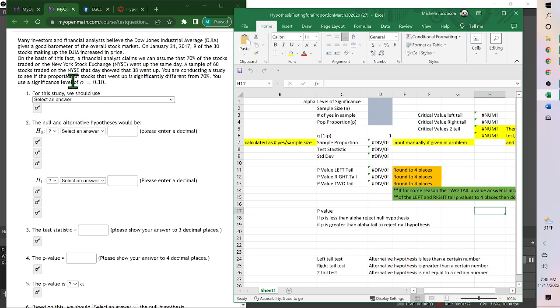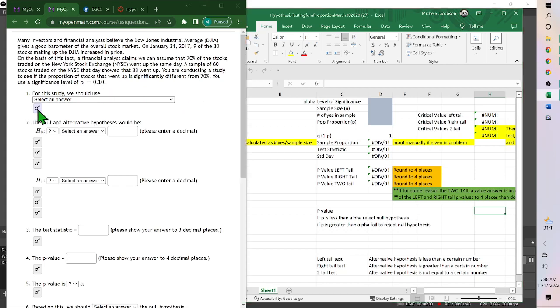If the proportion of stocks went up significantly different from 70%. So we know it's a proportion because of the 70%. So this would be a P. Proportion, you use P. If it's a mean, you would use the mu. But it's a proportion.